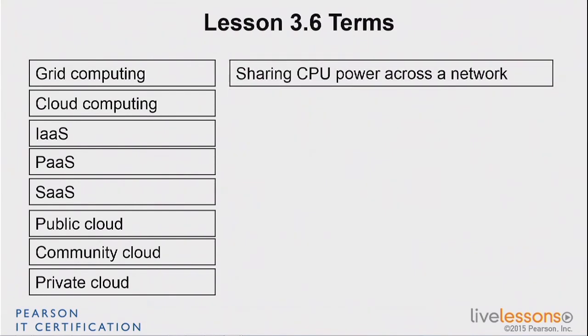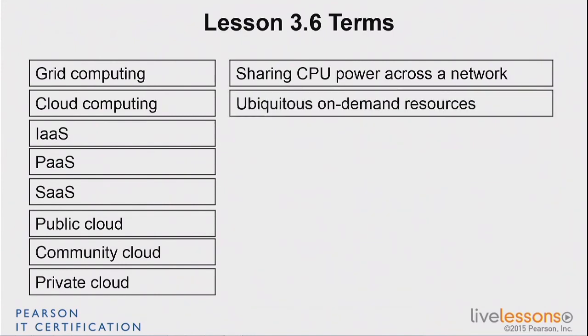Grid computing is a sharing of CPU power across a network. We actually discussed that in lesson 3.4. Cloud computing is ubiquitous on-demand resources. So available to us on demand. We may not know where they're coming from. We may not know where the cloud systems are. We may not even know what country those cloud systems are in.